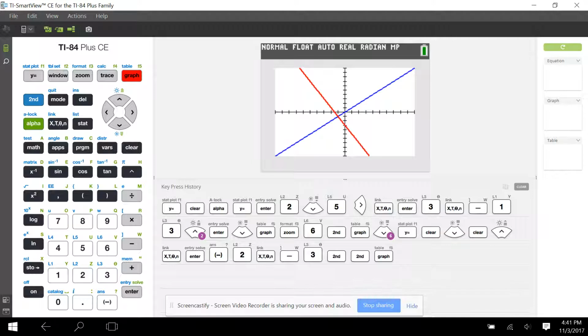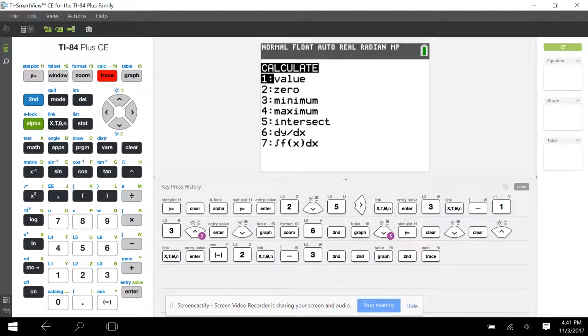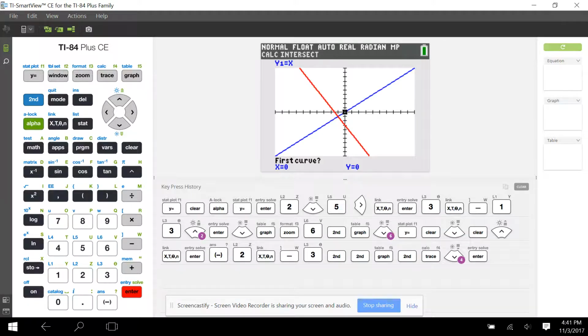And to do that on the calculator, I'm going to push second, trace, 5, because I want where they intersect. And then it's asking me which lines I want. So I'm just going to hit enter for first curve, enter for second curve, enter for guess. I'm not going to guess. I'm just going to let it guess for me. And my intersection, oh, look at that. Is it -1, -1, which we knew because we had that.